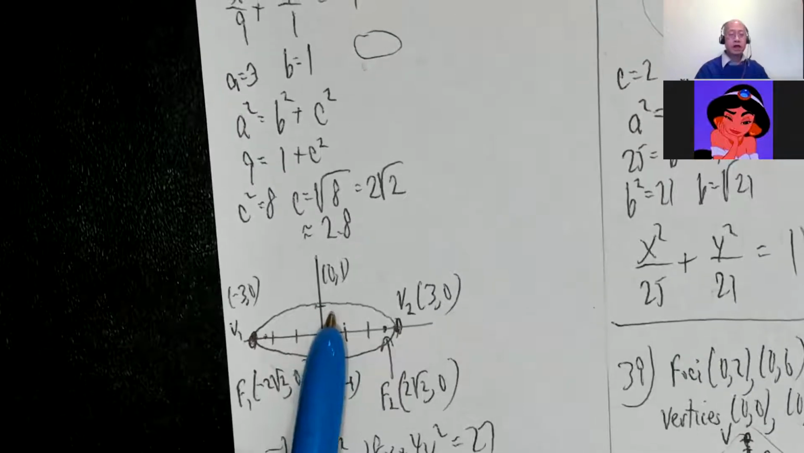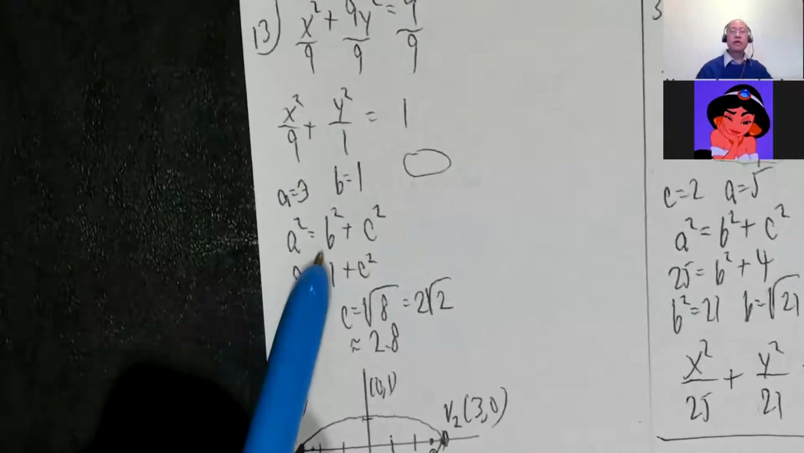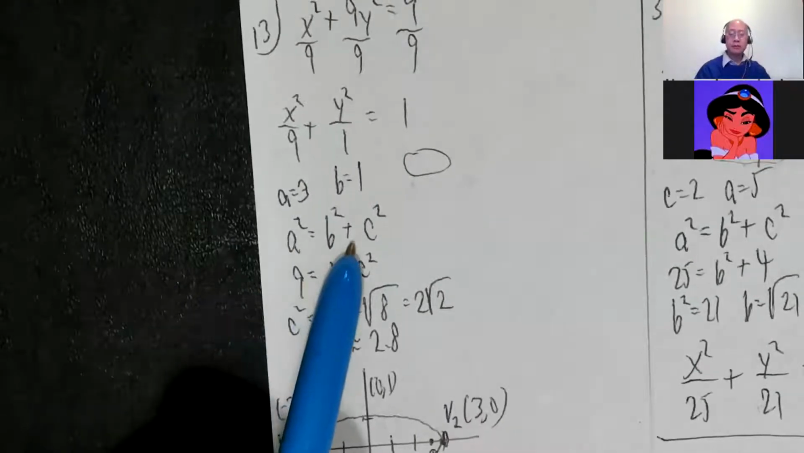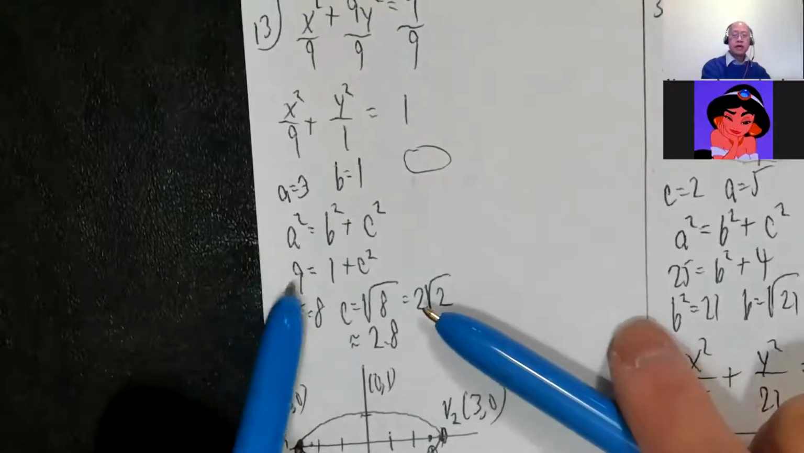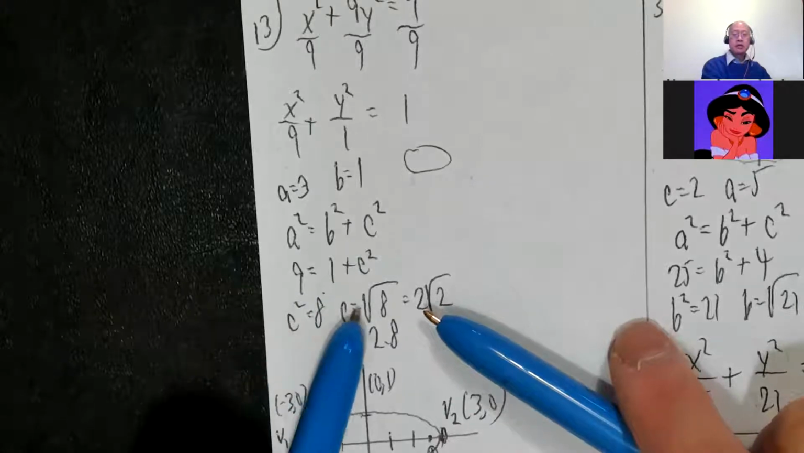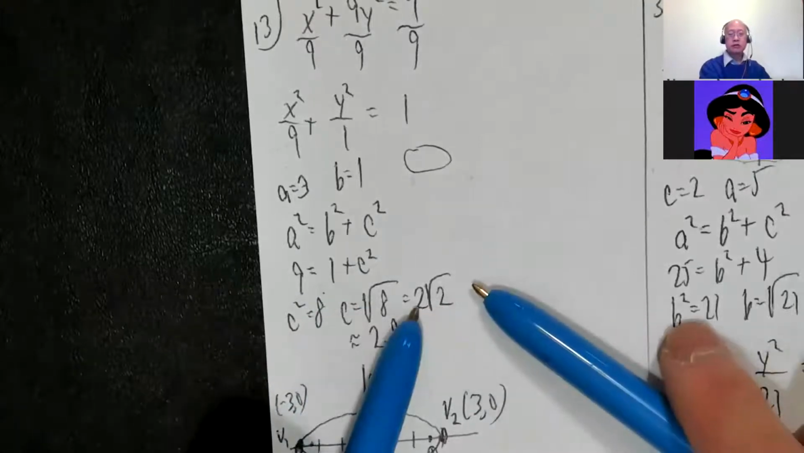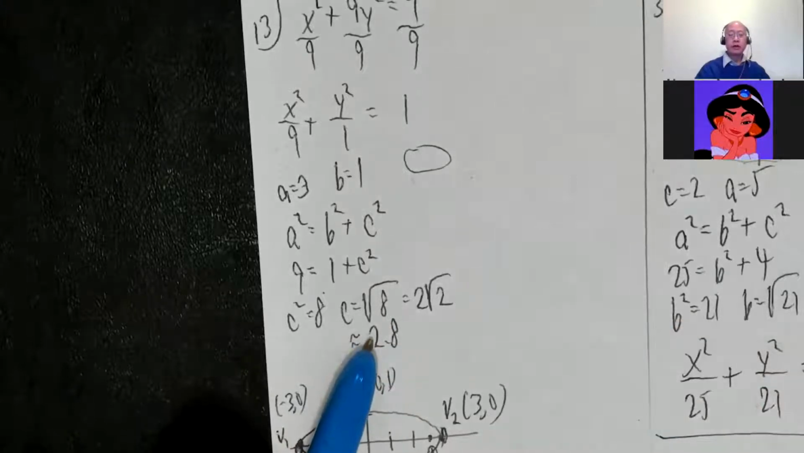And now find the foci. The foci are along the major axis. So I use a squared equals b squared plus c squared for the ellipse. Put that formula on your formula sheet. So a squared is 9, b squared is 1. That should be pretty easy. C squared is 8. C is the square root of 8, which is about 2 radical 2. But its decimal approximation is 2.8.